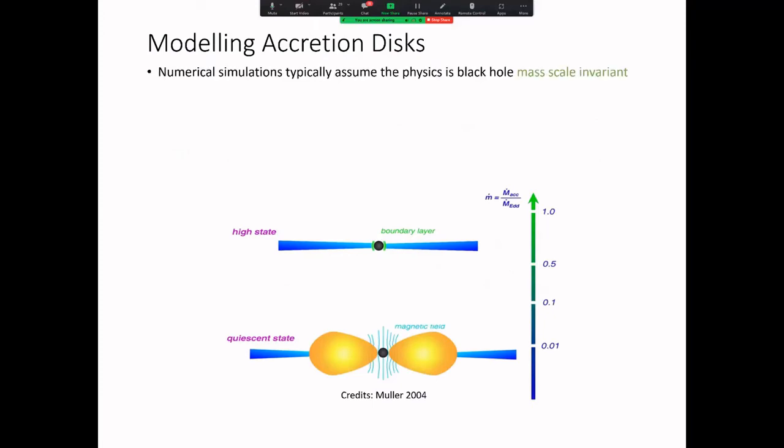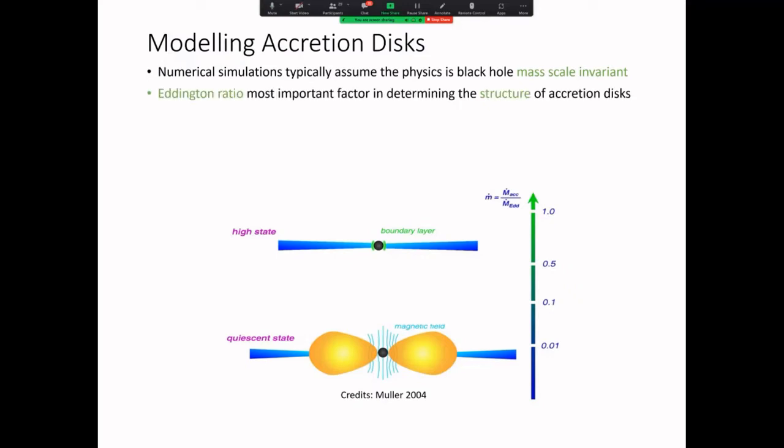Usually in GRMHD, we assume that most of the physics does not really depend on the mass of the black hole. So you can have very similar physics for both stellar mass and supermassive black holes. In fact, you have this gravitational radius, which is approximately the radius of the black hole, and this just changes the time scale. So if you look at a supermassive black hole, the accretion disk will look very similar, but everything will be, for example, a million times bigger and take a million times longer, but much of the physics is pretty well described in a scale invariant way.